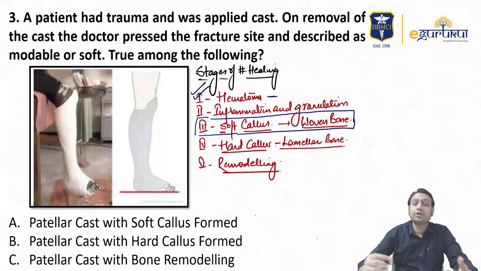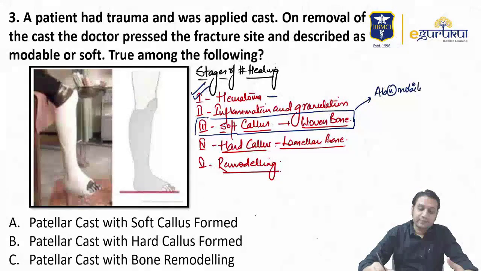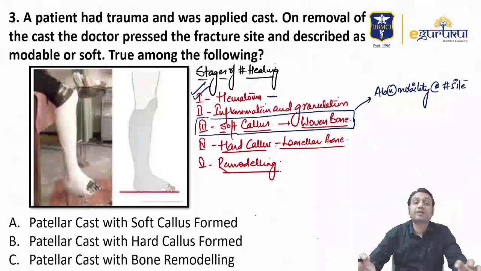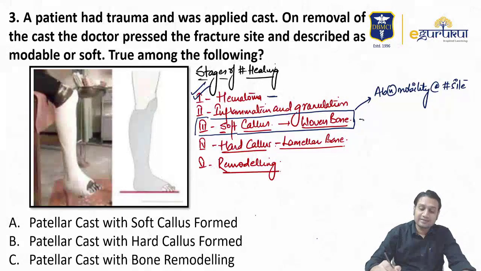That is another MCQ. What is the first sign which tells you, or which is the most pathognomonic sign of a fracture, which tells you that there is a fracture? So the most pathognomonic sign of a fracture is abnormal mobility at the fracture site, right? So when you are not able to elicit this, then you know that there is a soft callus which is already formed. In which stage do you see the soft callus? Soft callus is seen in the stage of woven bone, right?